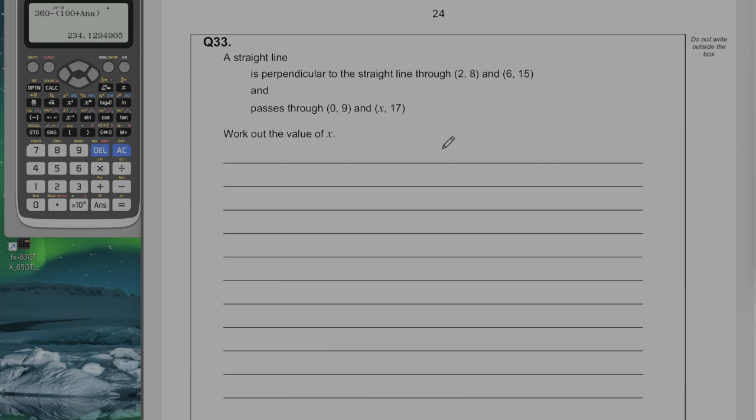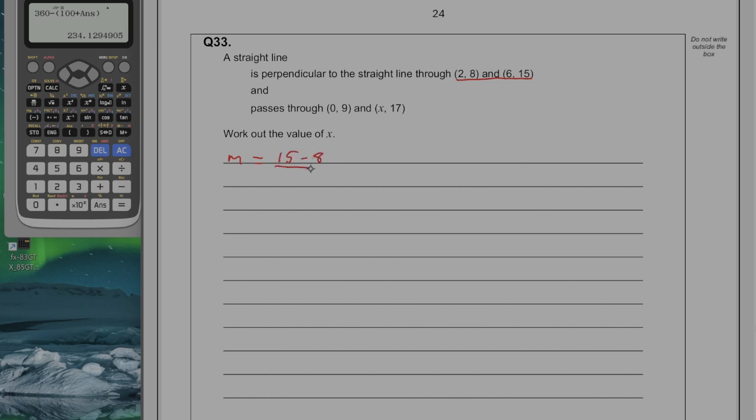Right, question 23. A straight line is perpendicular to the straight line through (2, 8) and (6, 15) and passes through (0, 9) and (x, 17). Work out the value of x. Right, so the first thing I'm going to do is work out the gradient of this line. So that's going to be 15 minus 8, difference in y, divided by difference in x, 6 minus 2. So that's going to be 7 over 4.